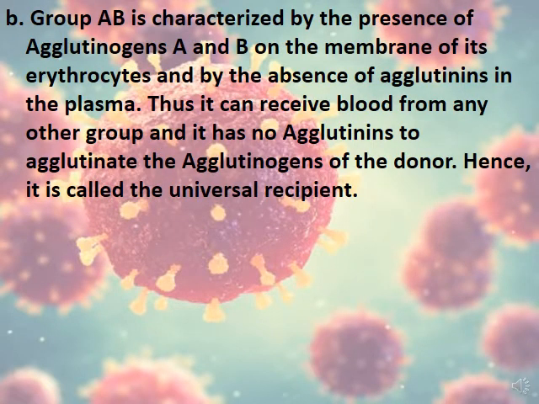Moving to group AB. Group AB is characterized by the absence of agglutinins A and B. So they can receive blood from any other group, and it has no agglutinins to make agglutination. So it's called universal recipient, as we said. So I hope this video helps you understand the blood groups well and know more about how to solve exercises related to grafting and blood transfusion. Thank you guys. Bye bye.